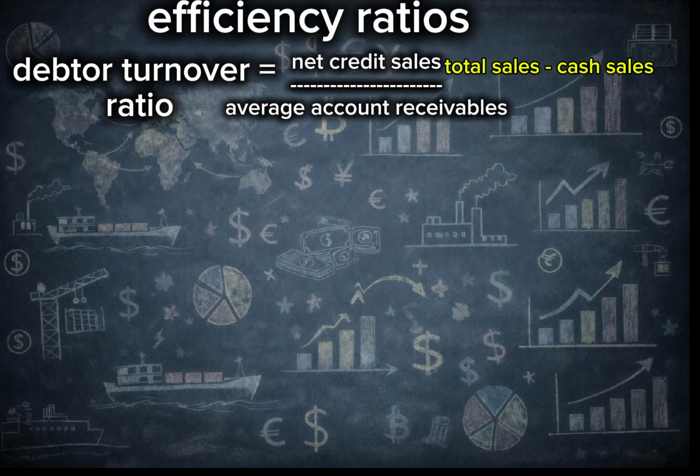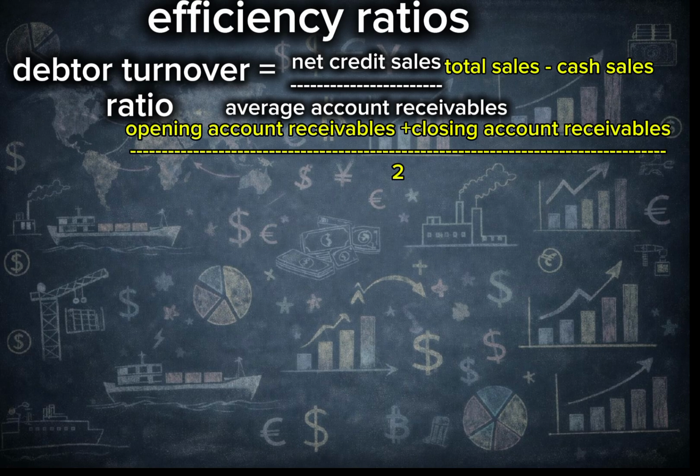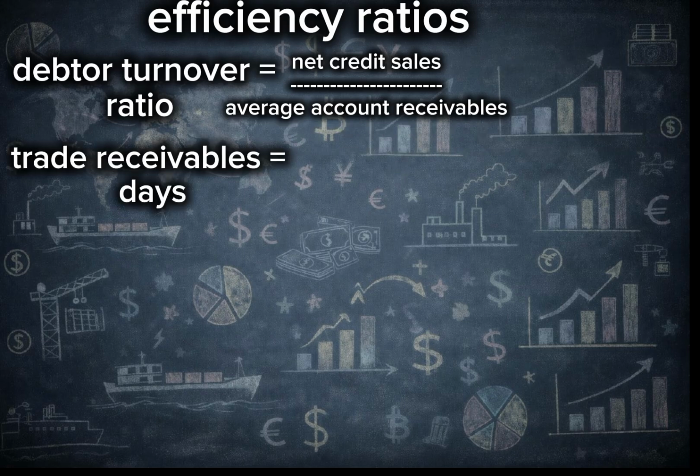And your average account receivables is just your opening account receivables plus your closing account receivables divided by 2. You just get the average between your account receivables at the beginning of the year and your account receivables at the end of the year. Then divide by 2, and you get an average. And the answer will be the number of times you are able to convert your debtors to cash. And we all know that the higher the number of times we can do that in a year, the better for us.